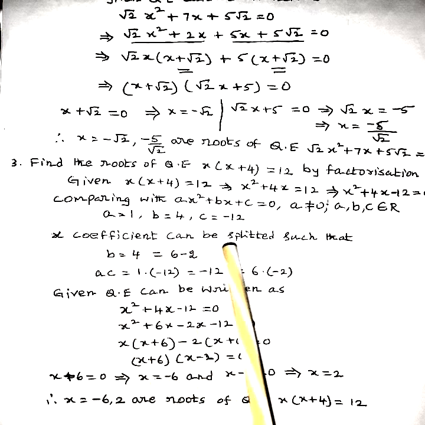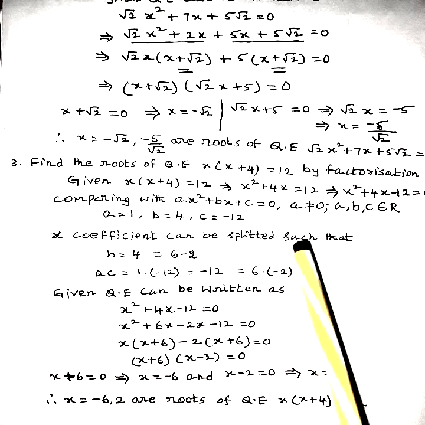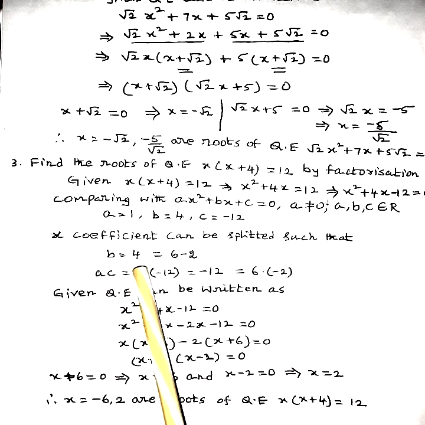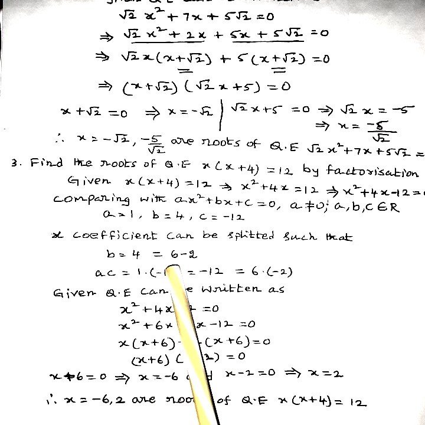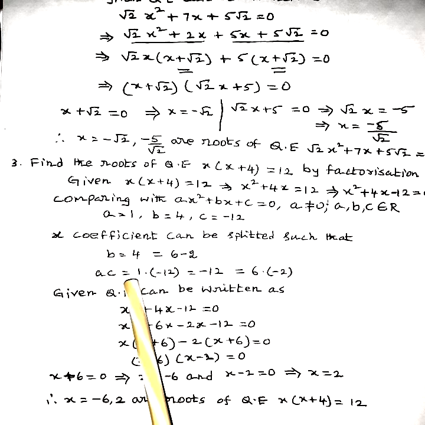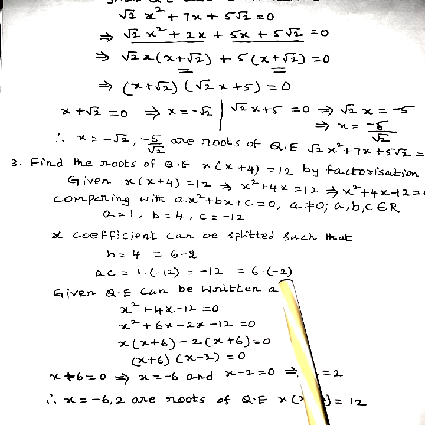x coefficient can be split into two parts, m plus n. So b equal to 4, b can be written as the sum of 6 and minus 2, so that is m plus n. The product AC, a is 1 and c is minus 12. Therefore, the product is minus 12. The product AC is minus 12. It can be written as mn, that is 6 multiplied by minus 2.